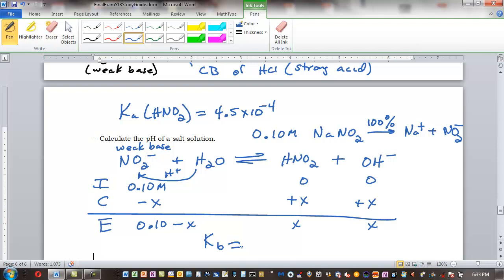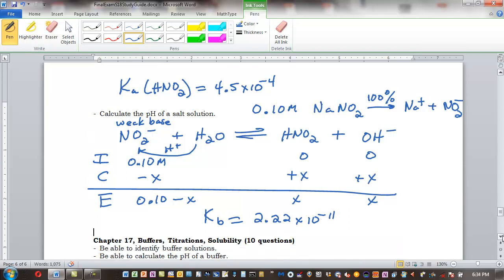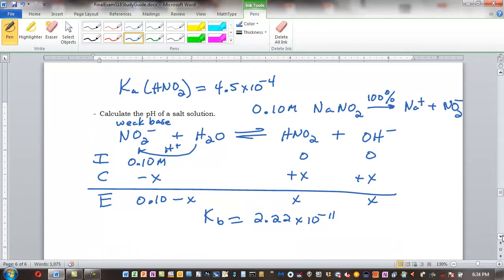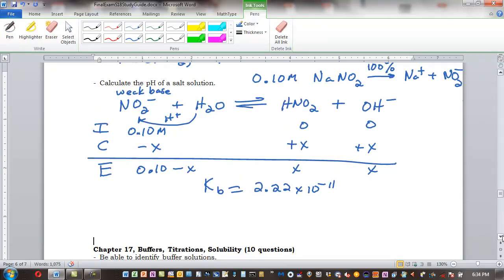So 1 times 10 to the negative 14th, divided by 4.5 times 10 to the negative 4th. And we are going to get about 2.22, let's carry an extra sig fig here, times 10 to the negative 11th. And as you can see, that's a pretty darn weak base. Nitrite is not a strong base. It's very weak, but it is strong enough to produce some hydroxide.